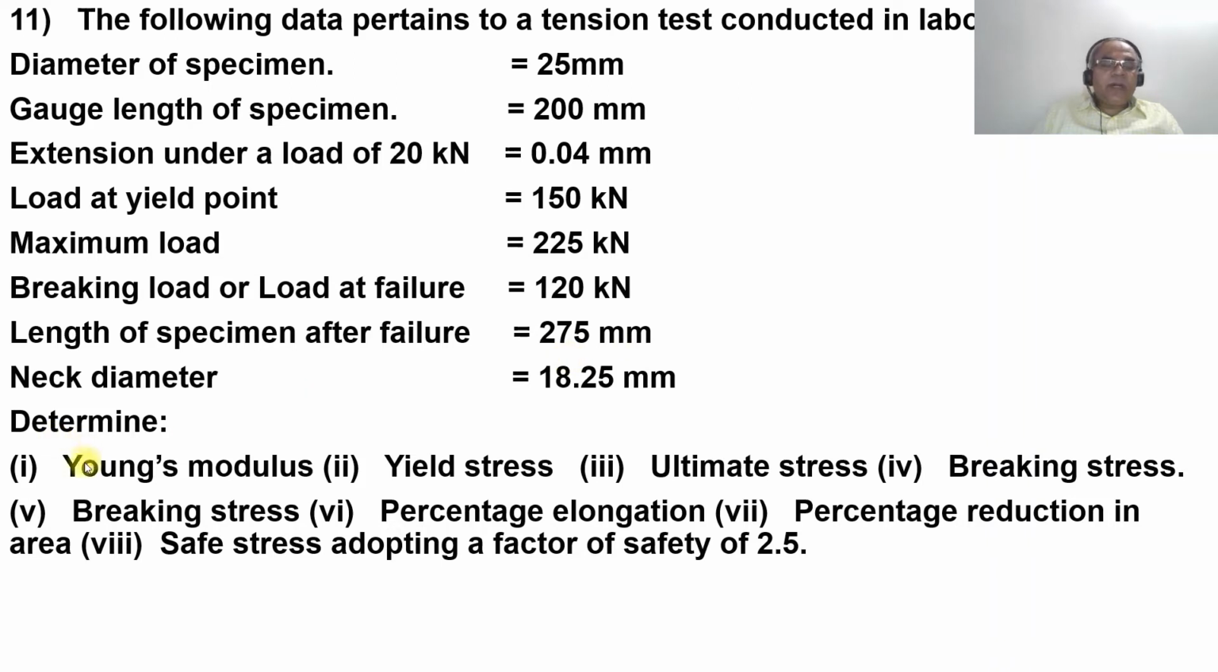So determine: 1, Young's modulus. 2, yield stress. 3, ultimate stress. Fourth one is breaking stress. Fifth one is again the breaking stress. Sixth one is percentage elongation. Seventh one is percentage reduction in area. Eighth one is safe stress adopting a factor of safety of 2.5.